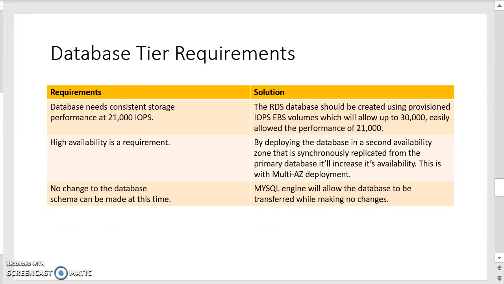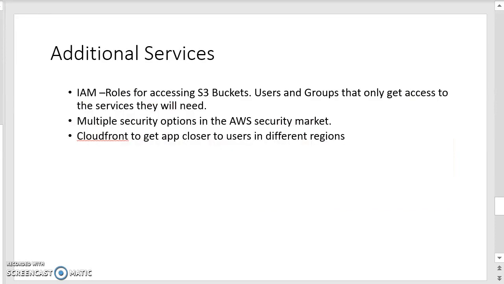Database requirements. There is a second database for availability, which will replicate from the primary database. So this will just give users more availability. There's more answers to the extra things. CloudFront is one of the extra things, along with multiple security options.